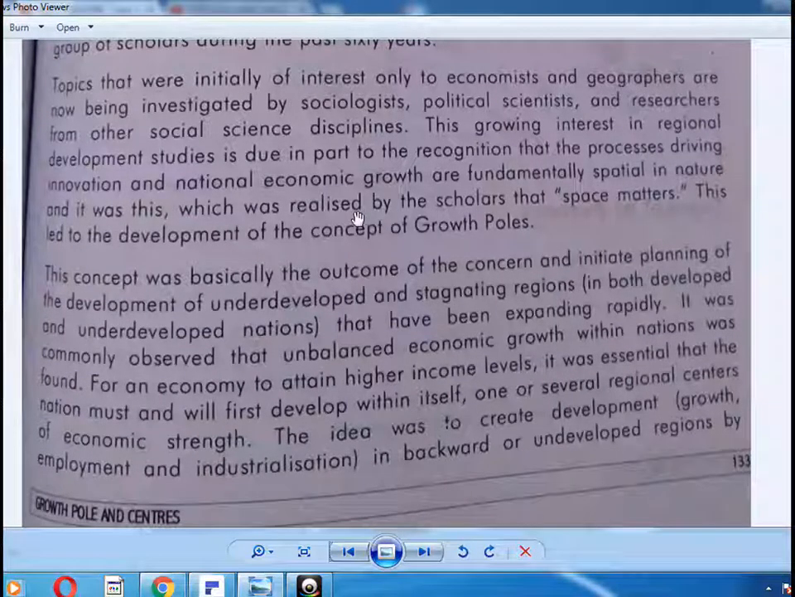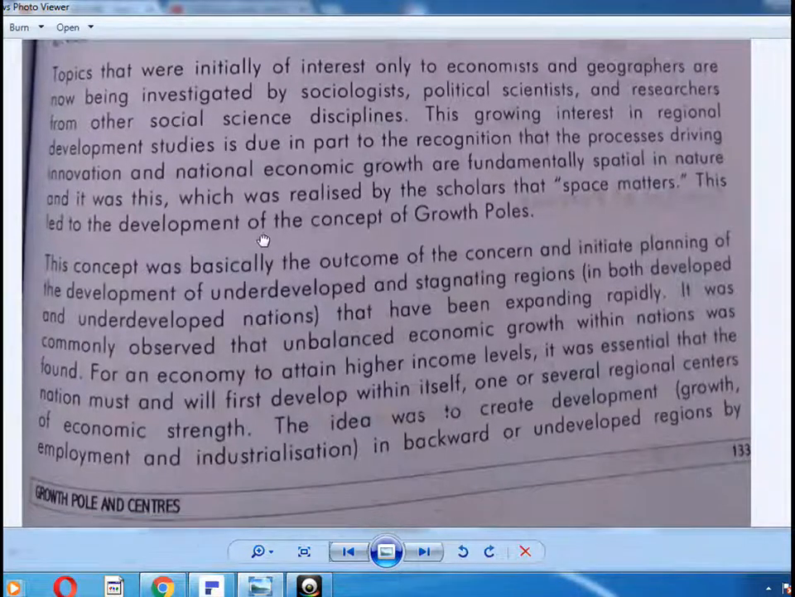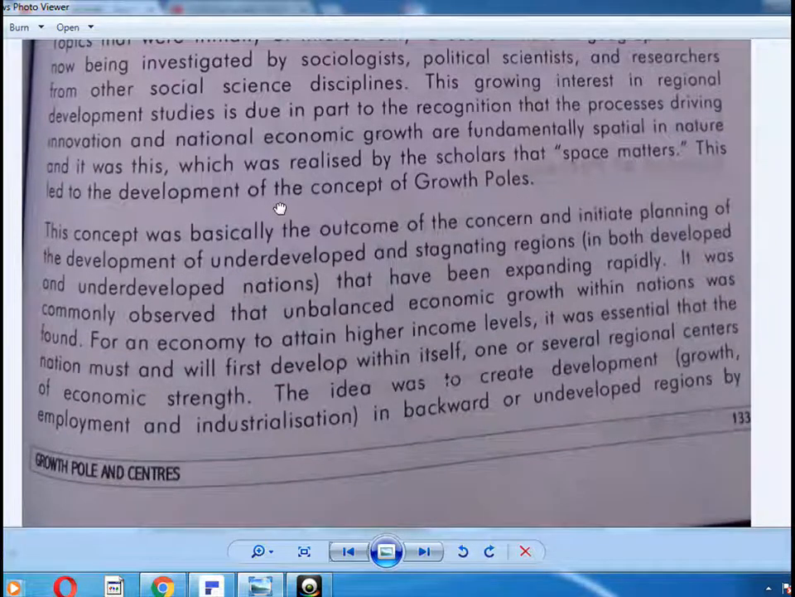This led to the development of the concept of growth poles. This concept was basically the outcome of concerted and initiated planning of the development of underdeveloped and stagnating regions, in both developed and underdeveloped nations, that have been expanding rapidly. It was commonly observed that unbalanced economic growth within nations was found.